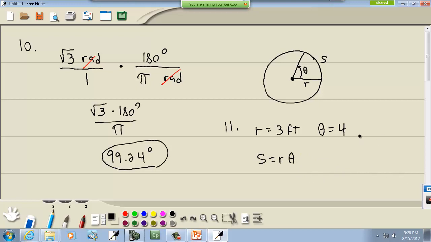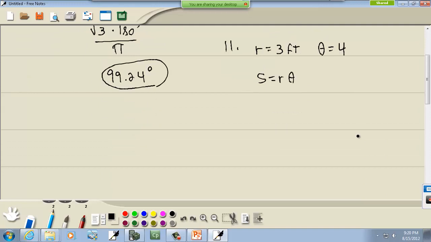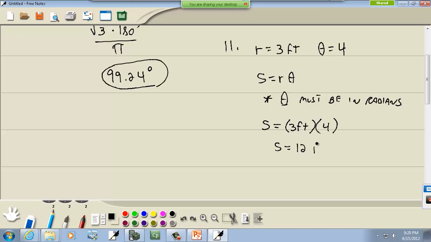Okay, so let me scroll down here. Now for this formula to work, theta must be in radians. So if it's not in radians, you need to convert it. Let me put a little asterisk by that. This problem's okay. Theta's in radians. So, r we said was 3 feet. And theta we said was 4 radians. So, 3 feet times 4, so S is going to equal 12 feet. And that's our answer.